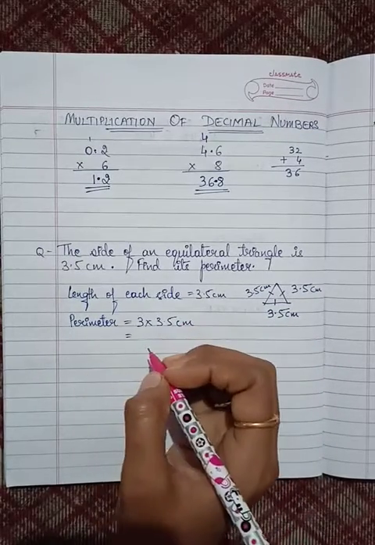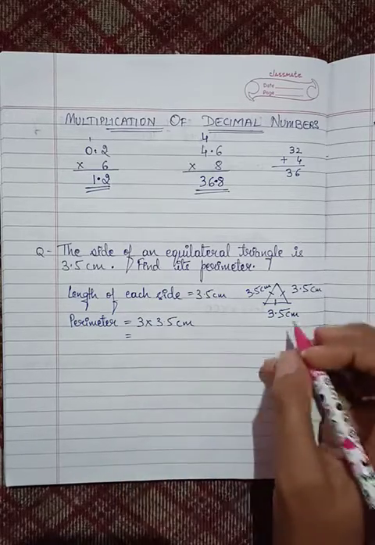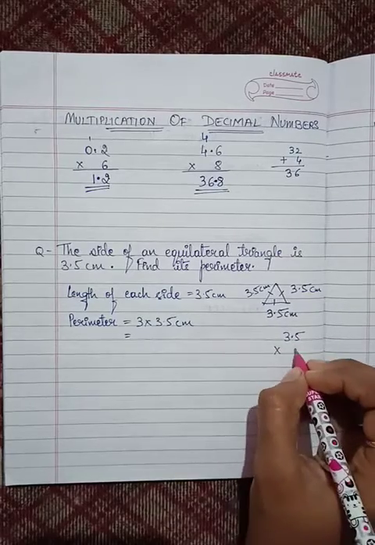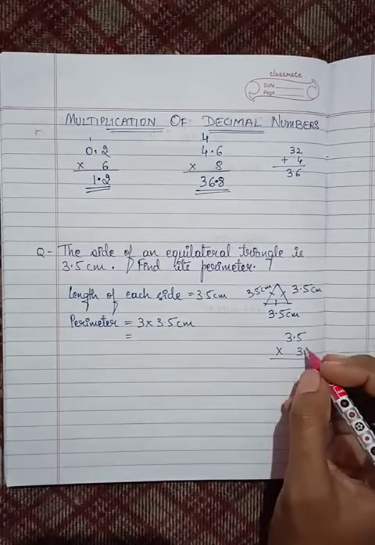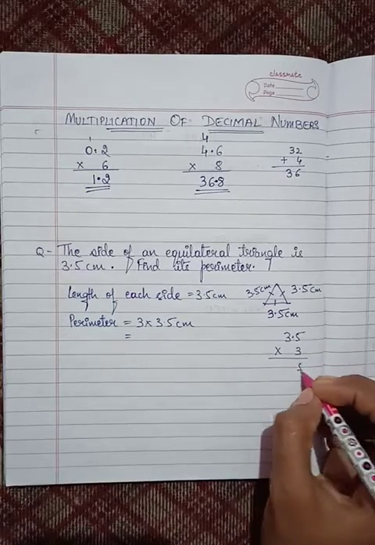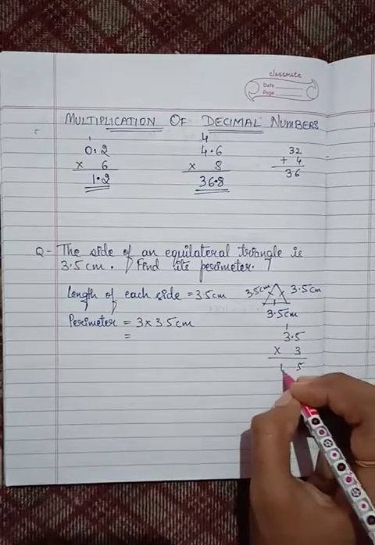So again we have to apply the multiplication method under decimal numbers. So here let me work it out. 3.5 into 3. 5 3s are 15. 3 3s are 9 plus 1 is 10.